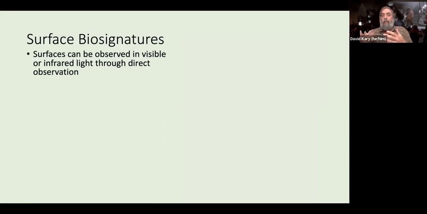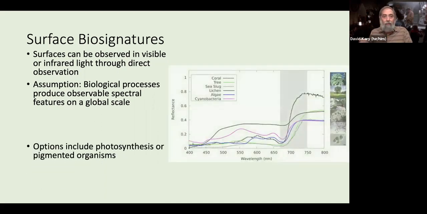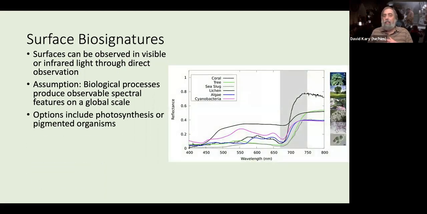The trick here is you can't really see the surface when we see a transit event. So we have to actually see the planet itself, and so we have to have a direct observation. But here the assumption is biological processes may be able to produce spectral features, things that we could see in the spectrum and the reflected light of the planet if we can get a good enough image of it. And this could include things like photosynthesis, for example.